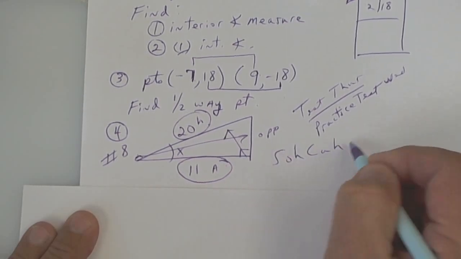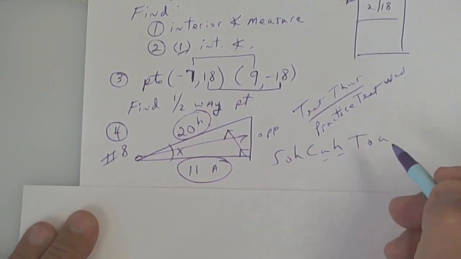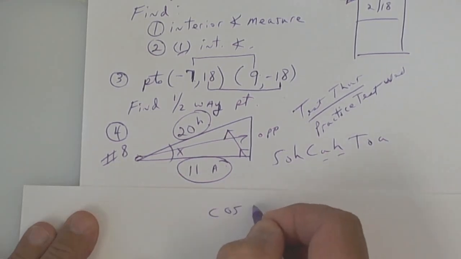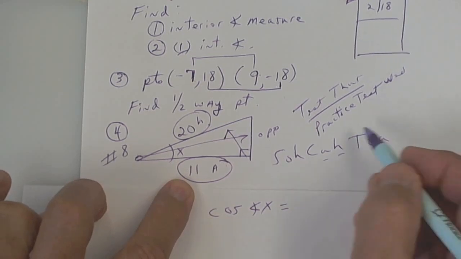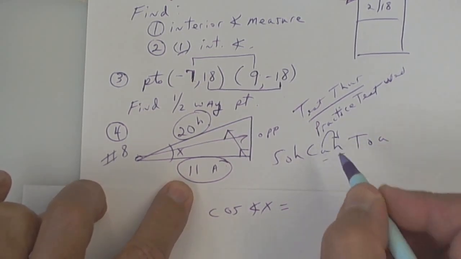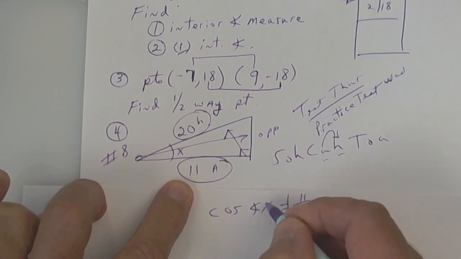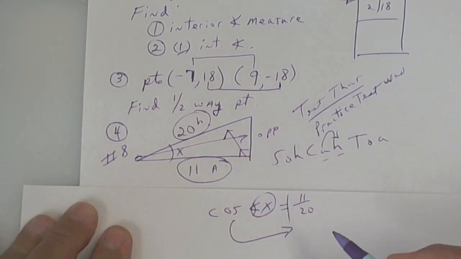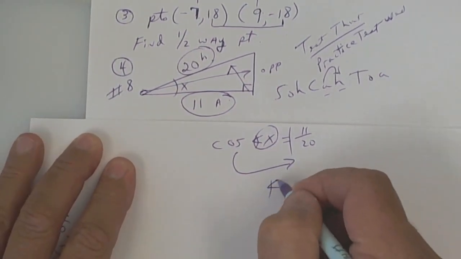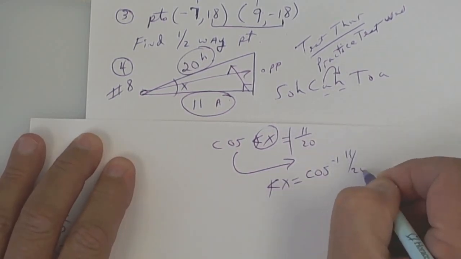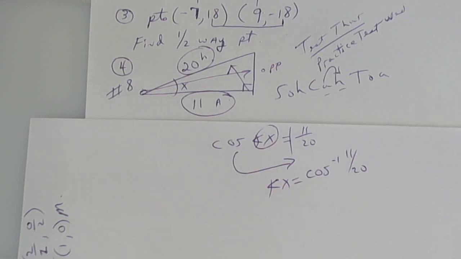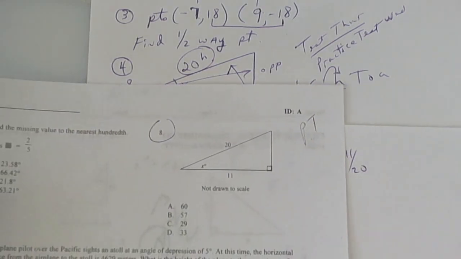So, TOA. So it's cosine. So it's going to be the cosine of angle X is equal to adjacent is on top because it comes next. So it's 11 over 20. Circle the X. Divide by the word cosine. So you're going to get angle X is equal to the arc cosine of 11 divided by 20. Let me show you that one on the test. And it is this one, number 8.